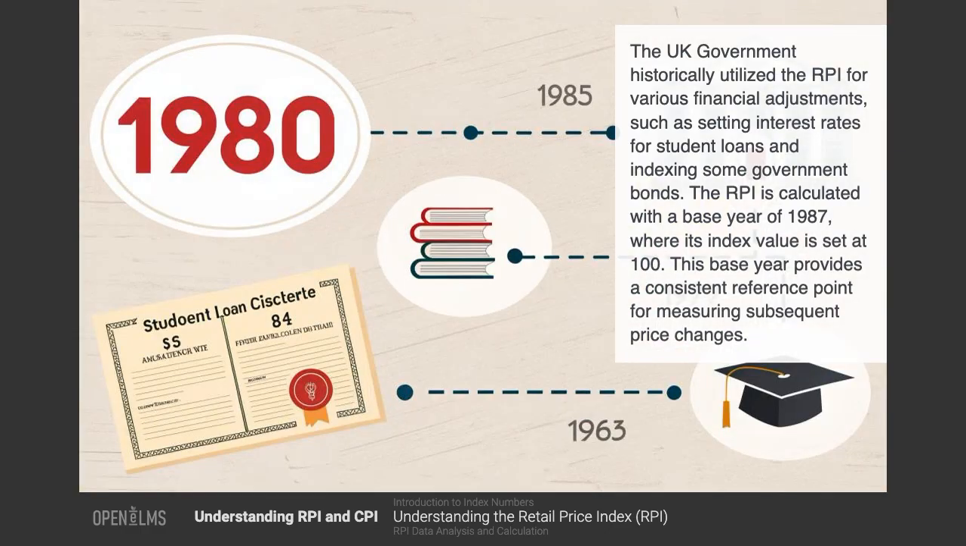The UK government historically utilised the RPI for various financial adjustments, such as setting interest rates for student loans and indexing some government bonds. The RPI is calculated with a base year of 1987, where its index value is set at 100. This base year provides a consistent reference point for measuring subsequent price changes.